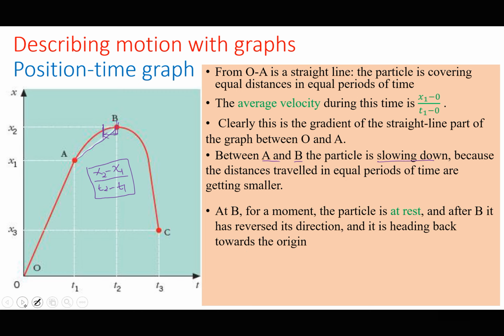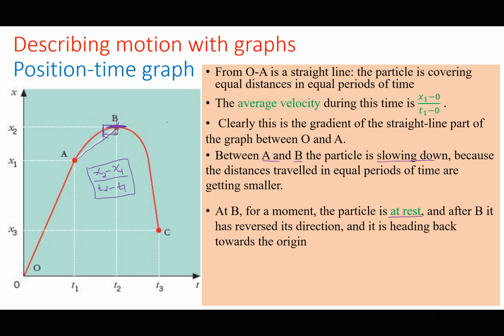Okay. So then for a moment, we see that at B, if we look at B, it is almost a horizontal line, which means for a moment the distance remains constant at B. And if the distance remains constant, it means the object is not moving. So at B, we can say the body is momentarily at rest. And after B, we notice that there is a reversal of direction.